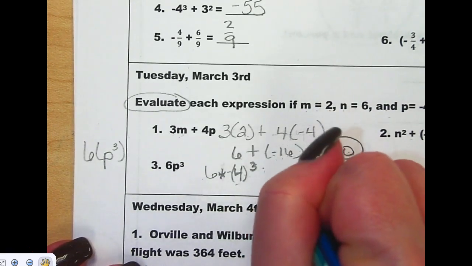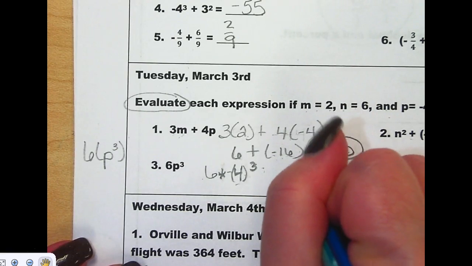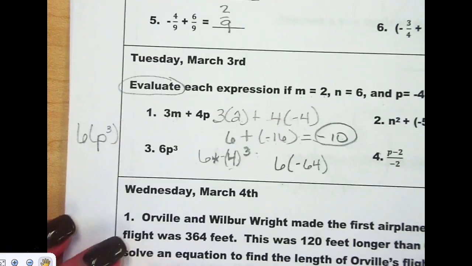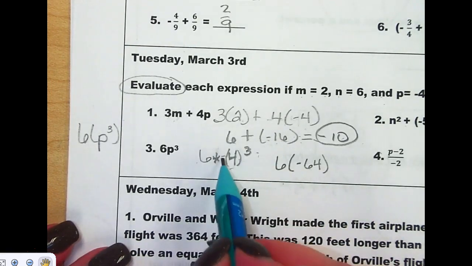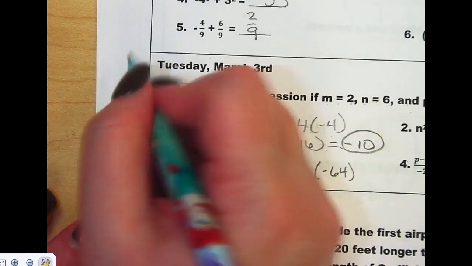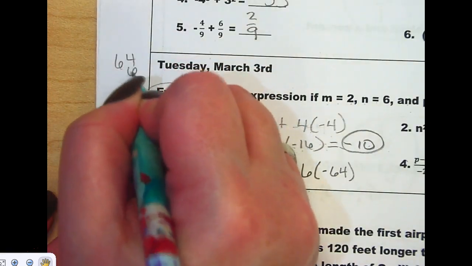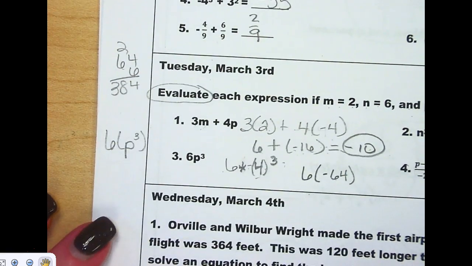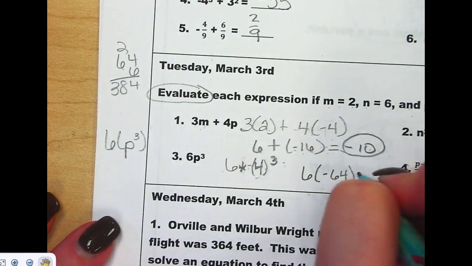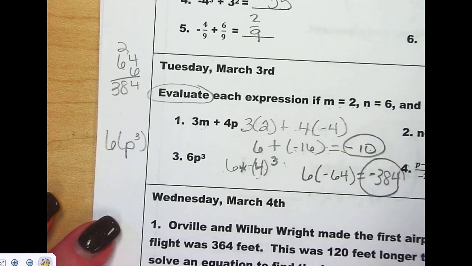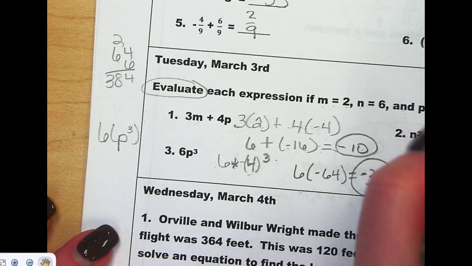So 6 times negative 64. Because I did have to still pick up that negative. 64 times 6. 384. Positive or negative? Negative 384. Oh, that one was fun, right? I thought so.